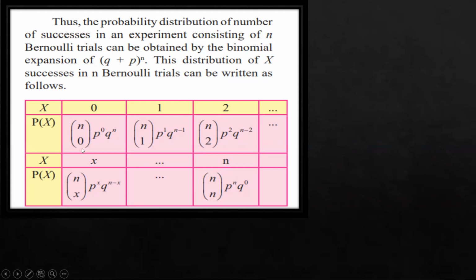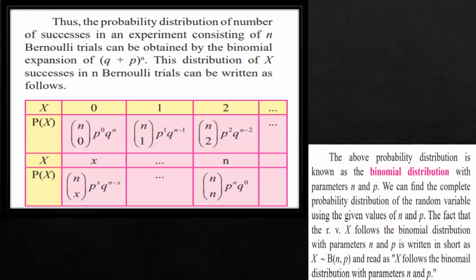So nC0, p raised to 0 into q raised to n. Continuously, you will keep on increasing the combinations nC1, nC2, nCx up till nCn. Similarly, the value of q is decreasing. So q raised to n, q raised to n minus 1, q raised to n minus 2, and so on. Similarly, the value of p increases. p raised to 0, p raised to 1, p raised to 2 up till p raised to n.